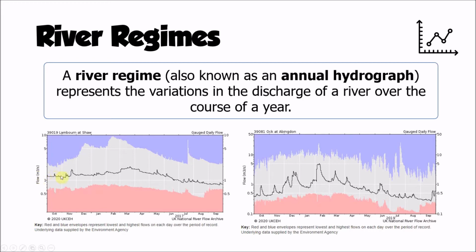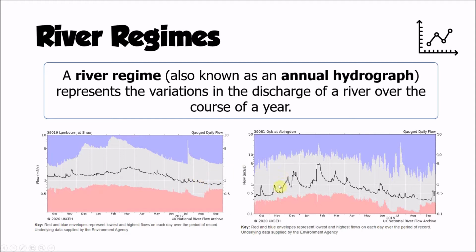So this river here, because of its underlying geology, trickles along quite steadily, a little bit higher in the winter months of December and January and February, and a little bit lower in July and August and September, maybe when rainfall is a bit lower or evapotranspiration is a bit higher.